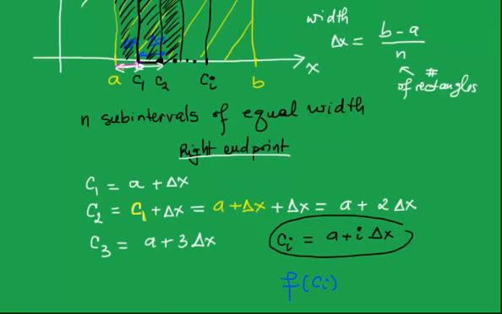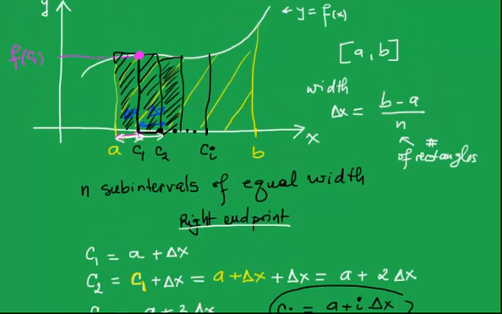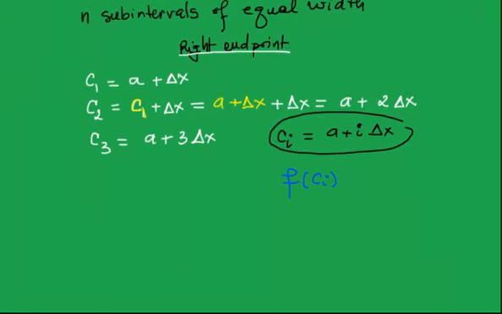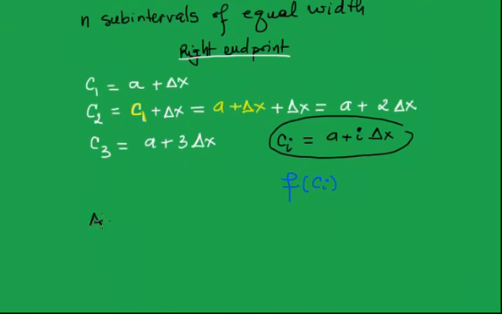So we have Ci, and f of Ci gives us the length of the rectangle. So we have the width of the rectangle, which is delta x, and we have the length, which is f of Ci. So if we want to compute the area of the rectangle, it would be equal to f of Ci times delta x.